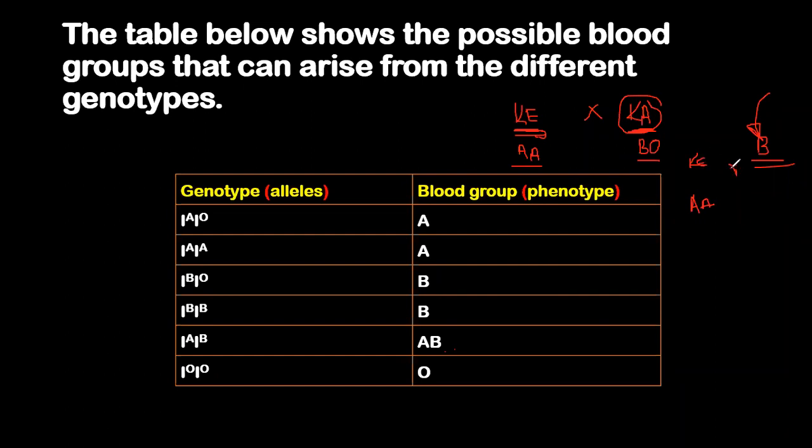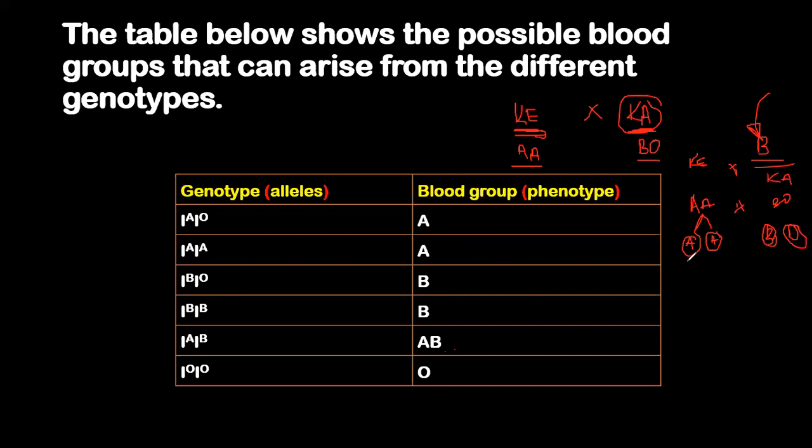This is Kevin, and we are crossing Kevin with Katende. Kevin is blood group A, and Katende is homozygous for blood group B. So gametes as usual, then we form A here, and we form another A here. And then we form B here. It's just a simple cross, and then we form O here.